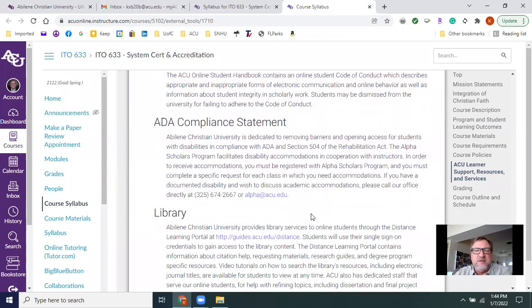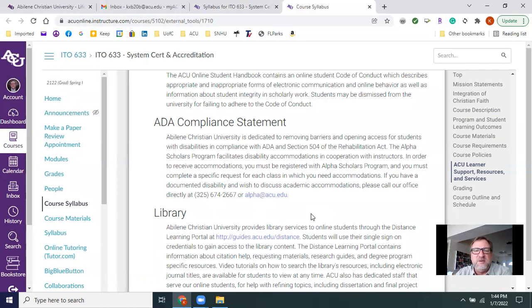ADA compliance statement. ACU is dedicated to removing barriers and opening access for students with disabilities in compliance with the ADA and Section 504 of the Rehabilitation Act. The Alpha Scholars Program facilitates disability accommodations in cooperation with instructors. In order to receive accommodations, you must register with the Alpha Scholars Program, and you must complete a specific request for each class in which you need accommodations.